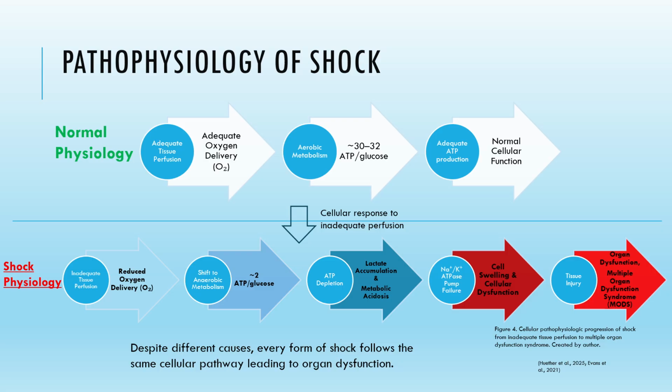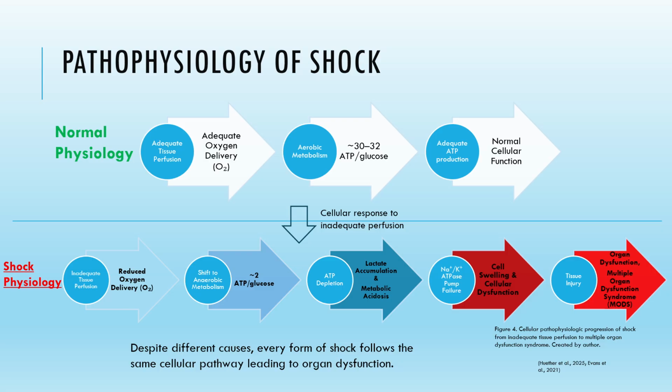Sodium accumulates within the cell, water follows by osmosis, and cells begin to swell. If tissue perfusion is restored early, these changes may still be reversible. However, prolonged hypoperfusion results in widespread cellular injury, mitochondrial dysfunction, activation of inflammatory pathways, endothelial damage, and progressive tissue injury. As more organs become affected, patients develop multiple organ dysfunction syndrome, or MODS, which represents one of the leading causes of death in severe shock.